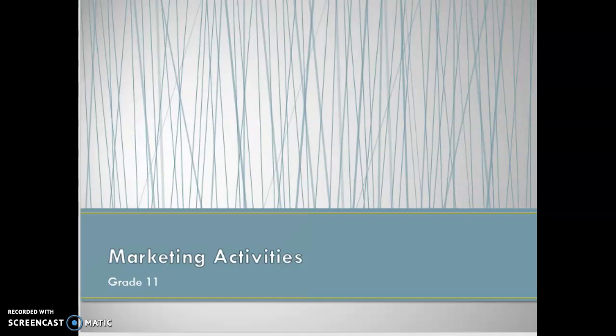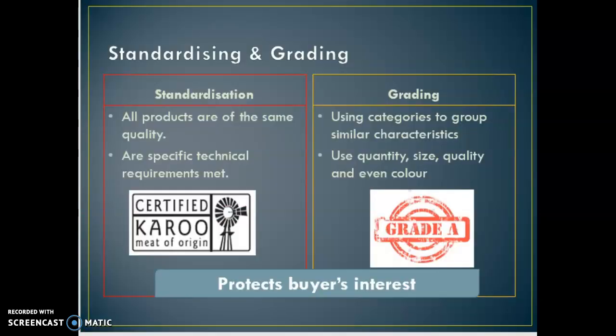Today we're going to be looking at the marketing function and, in specific, the marketing activities. Remember, the marketing function includes things like the product policy, the pricing, the distribution, and the communication policy. So when we look at the marketing activities, we're going to be looking at things like locating the consumer, standardizing, transportation, insurance, and a whole lot of different things that we don't normally associate with it.